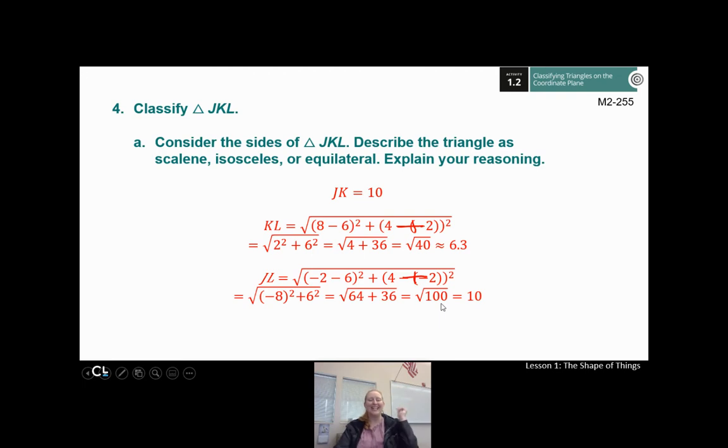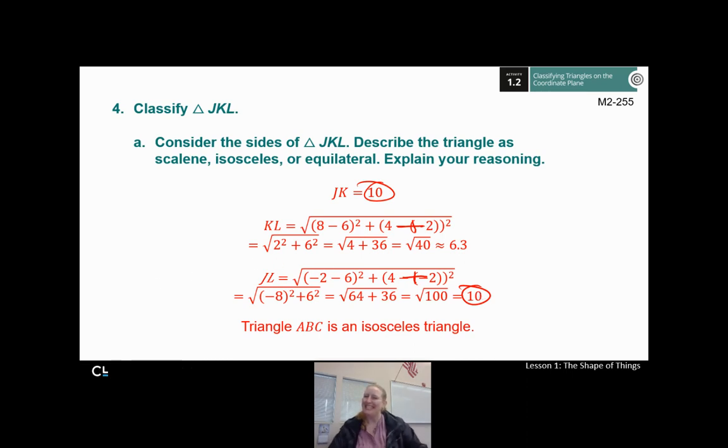I know this one. I didn't even need my calculator for this one. The square root of 100 is 10, because that's the number that times itself will give you 100. Hey, do you see it? Look. That means that 10 and 10, I have two congruent sides. My triangle is isosceles. Yes, it is.